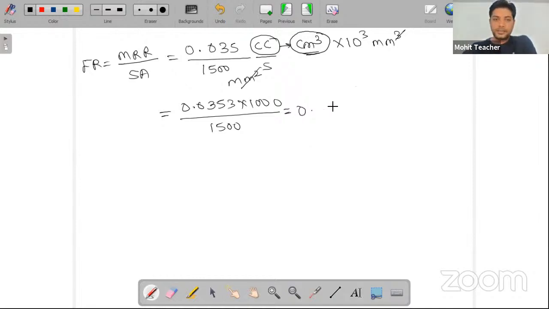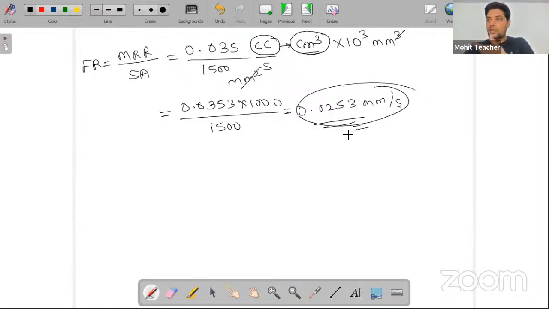Yeah, right. This is 0.0253, and that is in mm per second. Now if we need the answer in mm per minute, just multiply by 60. If you multiply by 60, you will get the answer, that is 1.41 mm per minute. So this will be the feed rate.